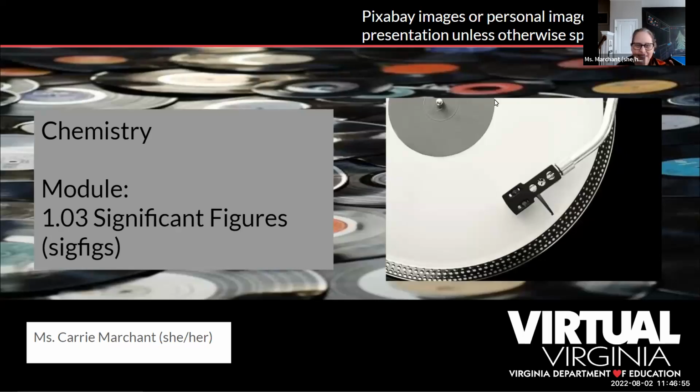Hello, so we're going to do significant figures today. This is Module 1, Lesson 3, or 1.03. And significant figures has been abbreviated to sigfigs.